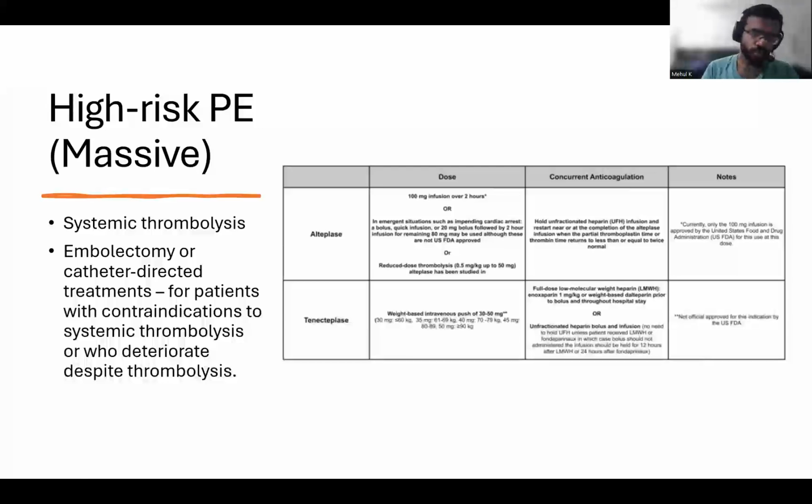Basically, the anticoagulants are going to prevent the further increase in the size of the clot, whereas the thrombolytic is what will actually help you break down the already formed clot. Other things like embolectomy or catheter directed treatments are for patients who have hard contraindication for thrombolysis, or they deteriorate even after thrombolysis. And that will depend on whether you have those kind of specialists available at your particular center.